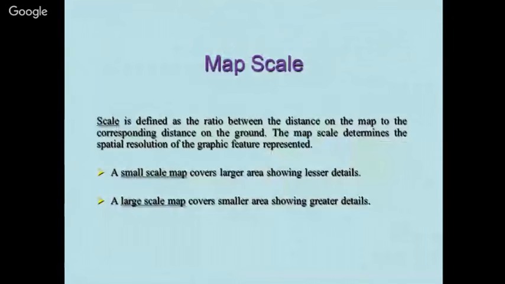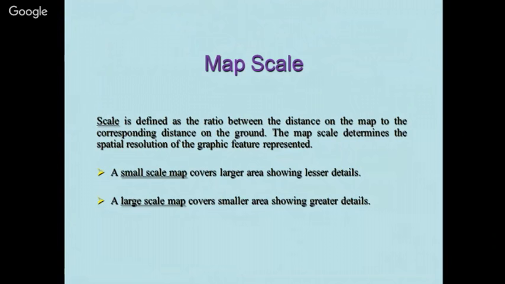Now the important part comes, what is a map scale? It is basically the ratio of the distance on the map to the distance on the ground. Based on these 2 things, maps have been classified into 2 types: small scale maps and large scale maps. Small scale maps are basically what? They capture a larger area. If I talk about India, whole India is a small scale map. But if I particularly talk about only Bangalore city, then it is a large scale map.